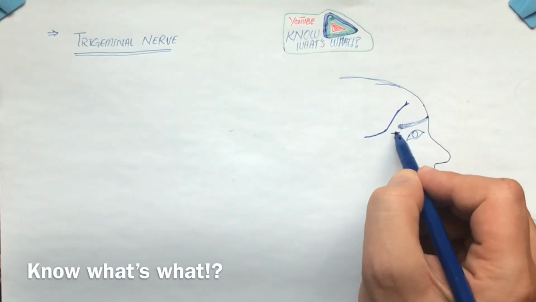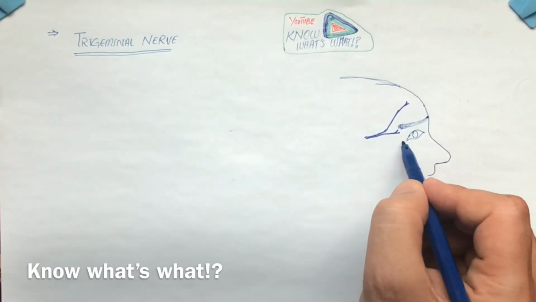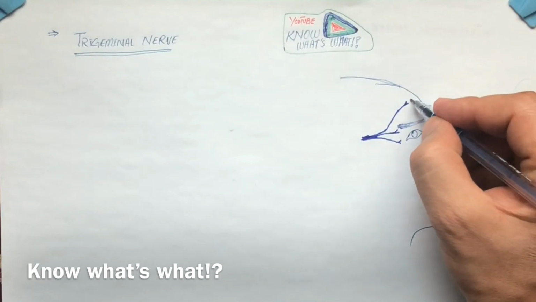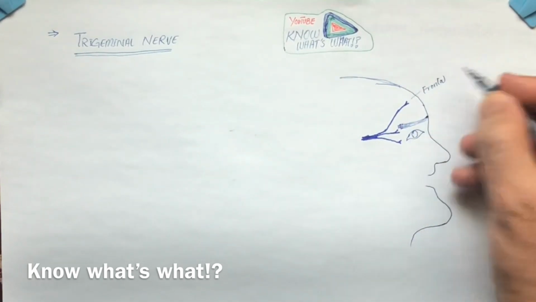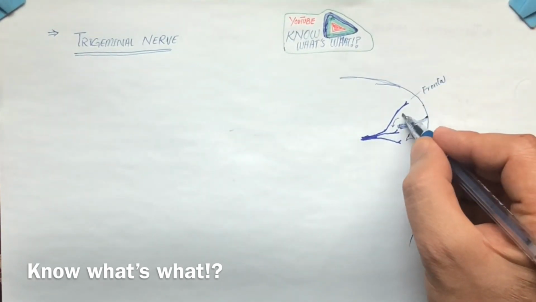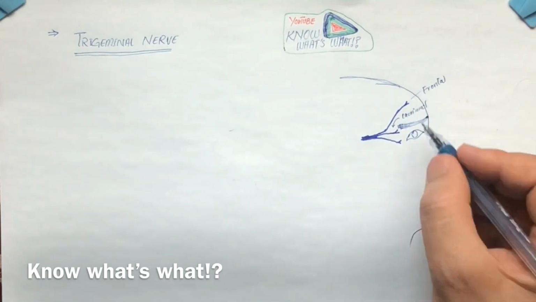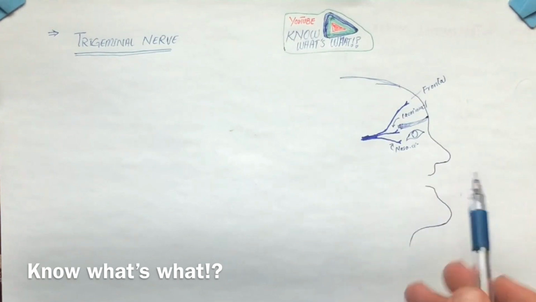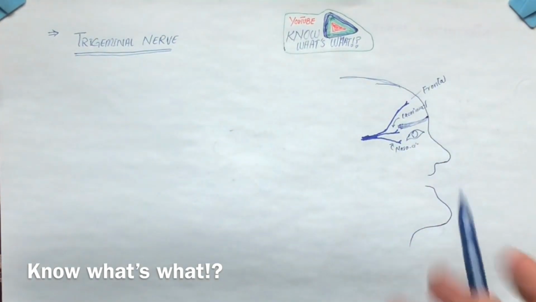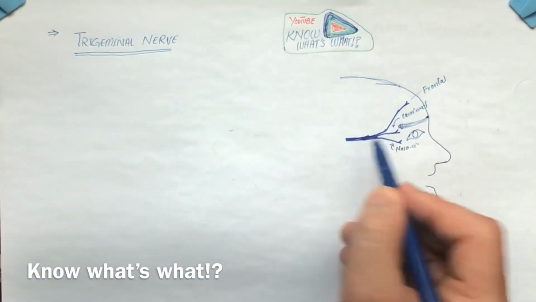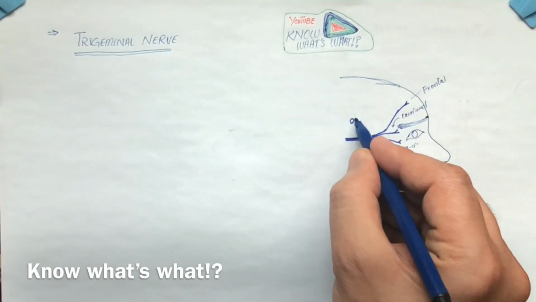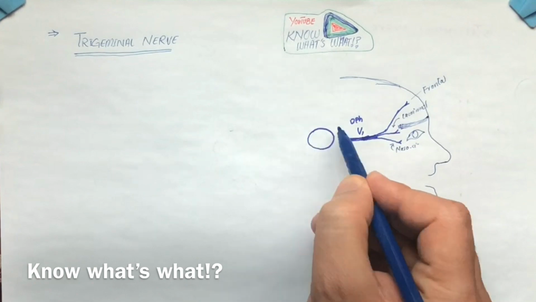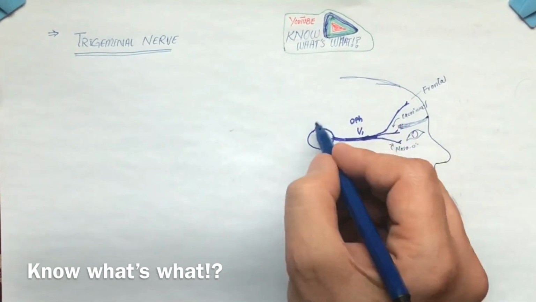So here is the ophthalmic nerve that has the other branches or the fibers. So here is the frontal nerve, and here is the lacrimal nerve, and here is the nasociliary nerve. These three nerves together will make the ophthalmic branch of the trigeminal nerve, which will give the fiber back to the trigeminal ganglion. So here is the trigeminal ganglion.